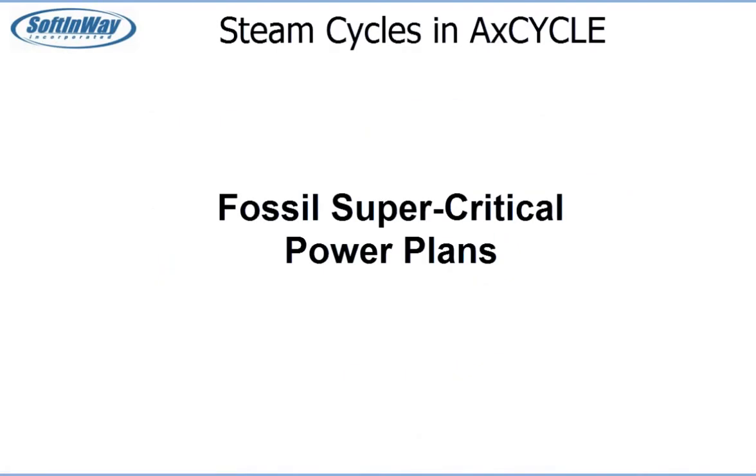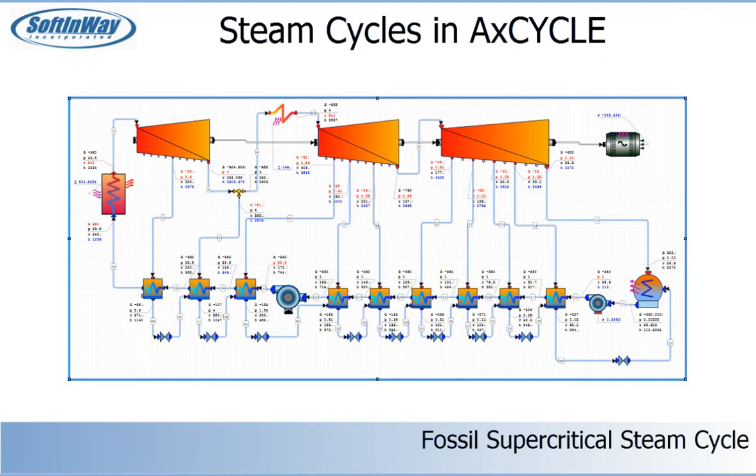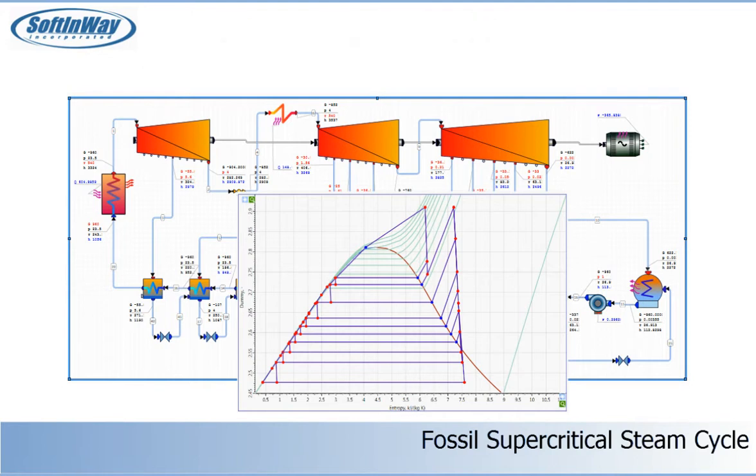Fossil supercritical power plants. The run for efficiency increase imminently led to cycles with supercritical parameters. Supercritical power plants started from the middle of the 20th century with progress in material properties. AxCycle provides a steam library suitable for subcritical and supercritical cycles simulation.